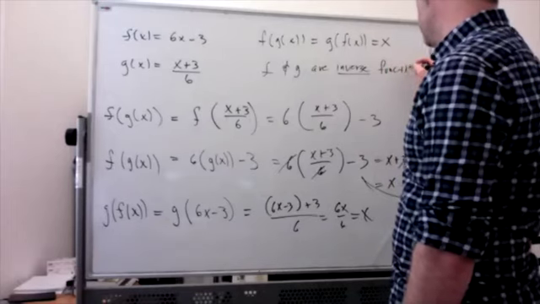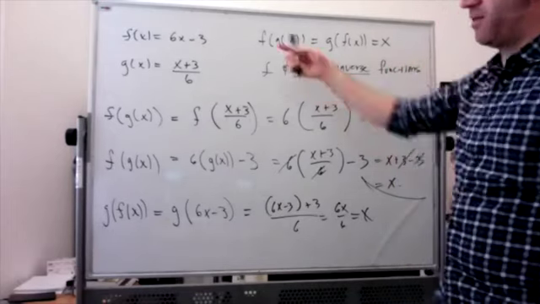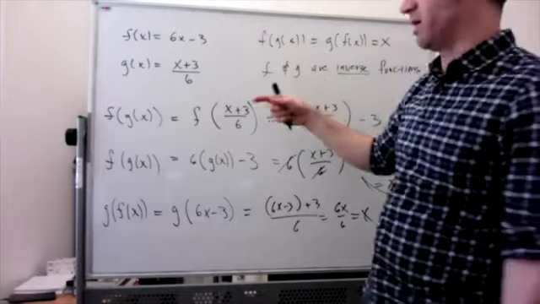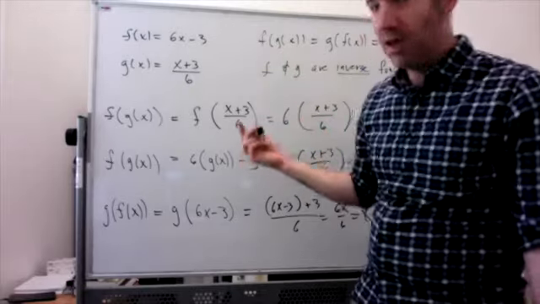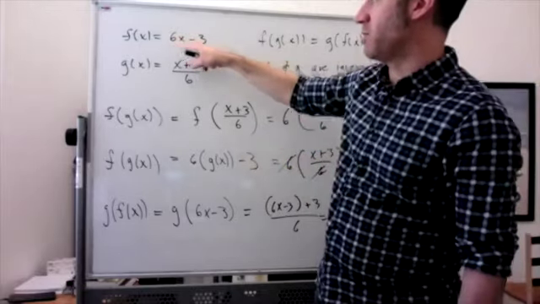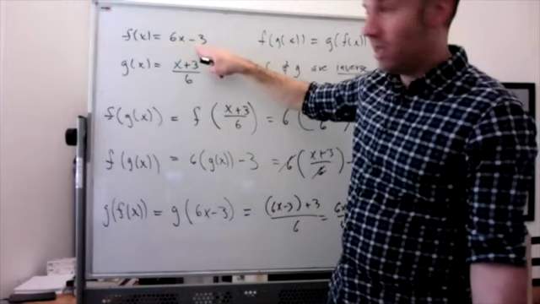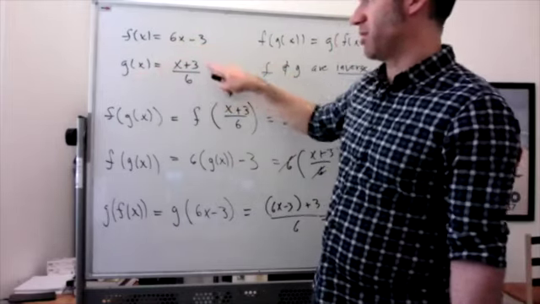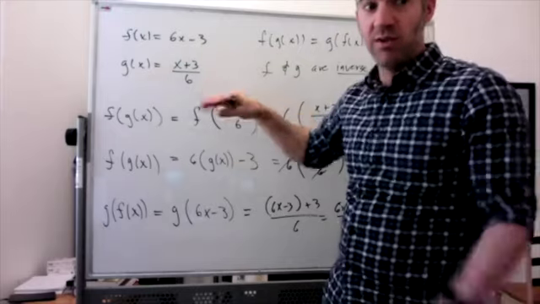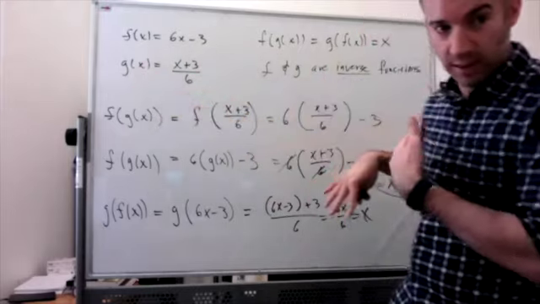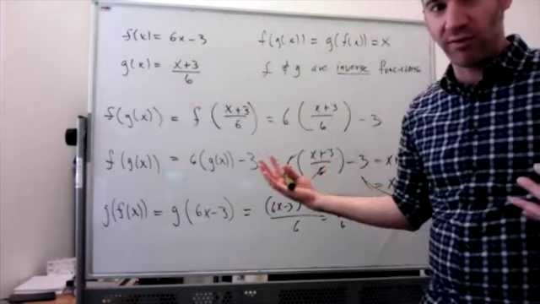They undo each other. f does something and then g undoes it. So like f of 2, for example, f of 2 is 6 times 2 minus 3, which is 9. And then g of 9 is (9 plus 3) over 6, which is 2. So f does something and then g undoes it. That's the whole idea with inverse functions.